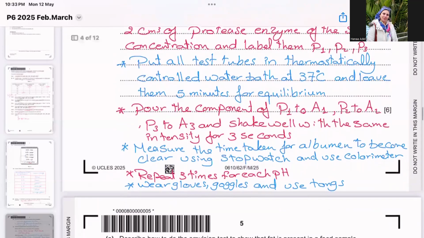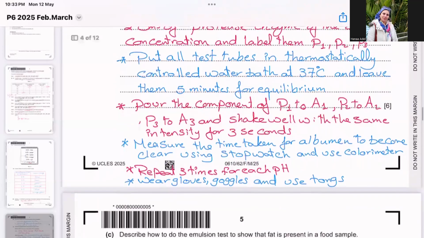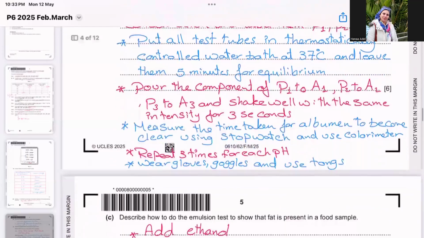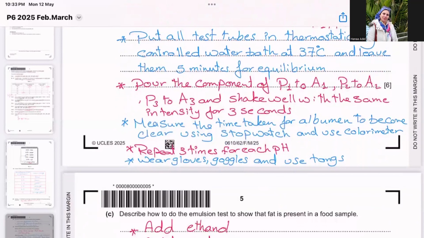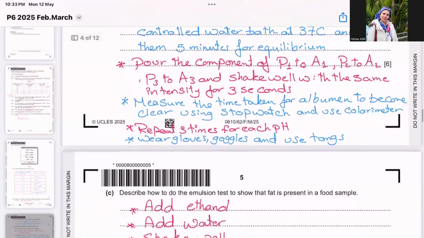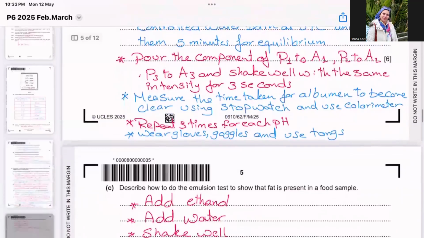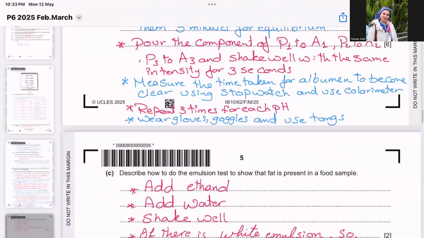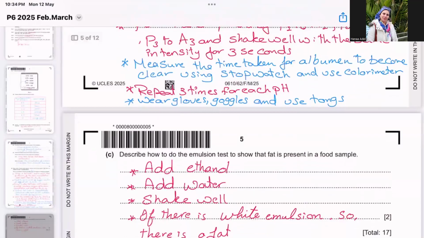Next question, describe how to do the emulsion test to show that fat is present in a food sample. We have to use ethanol, add water, and shake well. So we have ethanol, water, shake well. If there is a white emulsion, then there is fat.